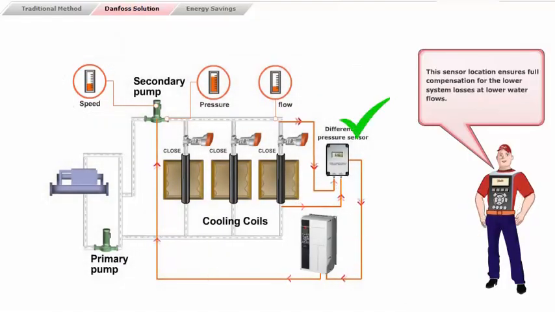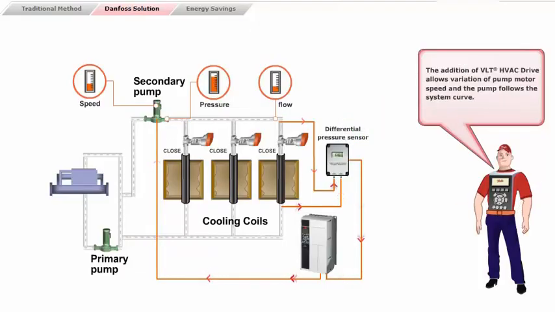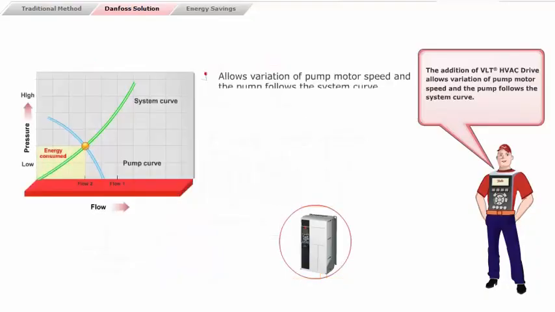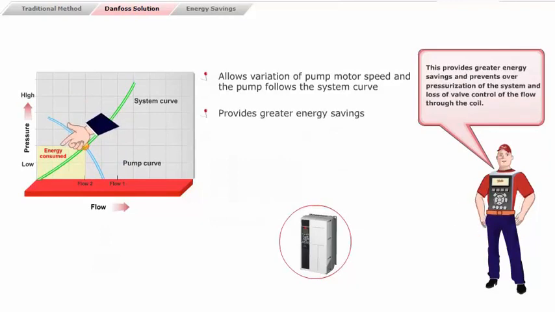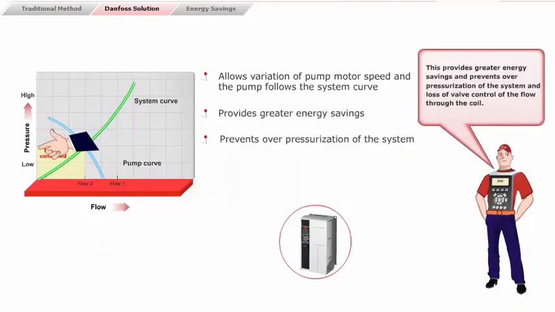This sensor location ensures full compensation for the lower system losses at lower water flows. The addition of VLT HVAC drive allows variation of pump motor speed, and the pump follows the system curve. This provides greater energy savings and prevents overpressurization of the system and loss of valve control of the flow through the coil.